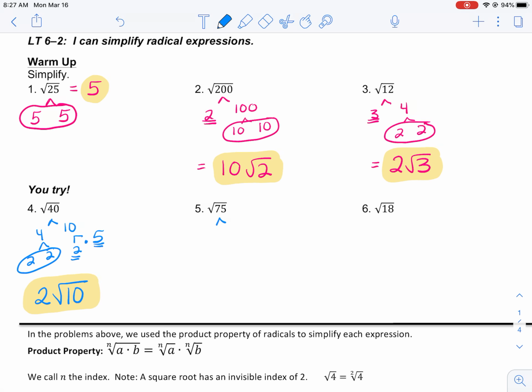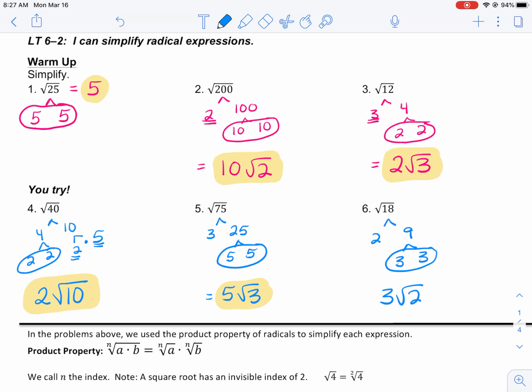So the square root of 75. I've got 3 and 25, and then I can do 5 and 5. Take out the 5, and we get 5 root 3. And lastly, for the square root of 18, we can do 2 and 9, 3 and 3. We take the 3 out, and we get 3 root 2.